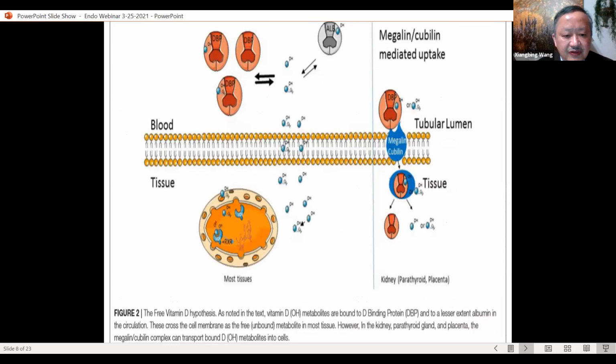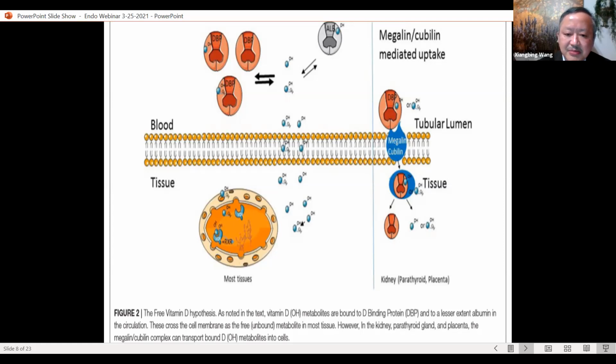So the free vitamin D hypothesis has become more popular now, but it's still not in the mainstream. In this concept, only the free vitamin D can permeate through the cell membrane and then combine with the vitamin D receptor in the nucleus, and then it has its physiological function. But the vitamin D binding protein also has some other functions, so that makes the concept a little bit complicated.